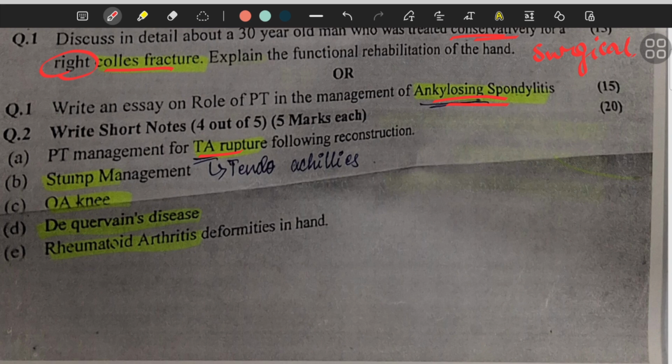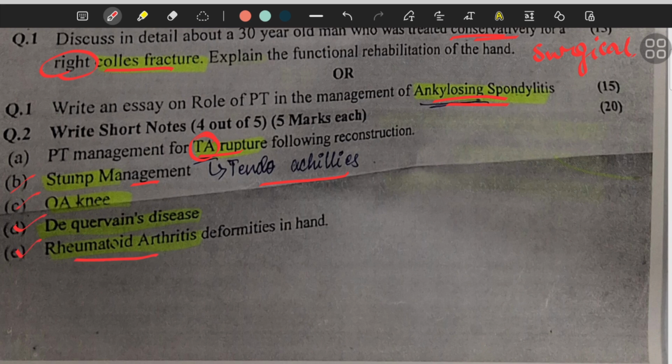As I said before, they can ask using different names of the same condition, so do remember that, or else they can also use short forms. For tendon Achilles rupture, they have used TA as a short form. Then stump management. Stump management means after an amputation, be it an elbow amputation or below knee or above knee amputation, the care we take from a physiotherapy point of view, that you have to write in the stump management. Then OA knee, De Quervain's disease, RA.